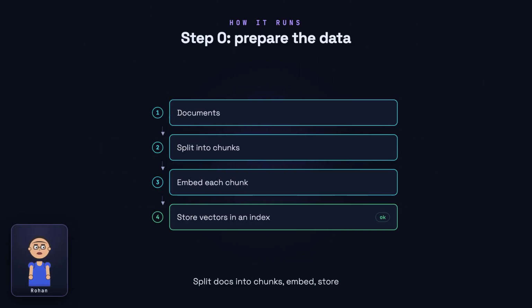We split documents into chunks, bite-sized passages, embed each one, and store the vectors in a searchable index, often called a vector database. Chunk size matters. Too big and you drown the prompt in noise, too small and you cut answers in half.